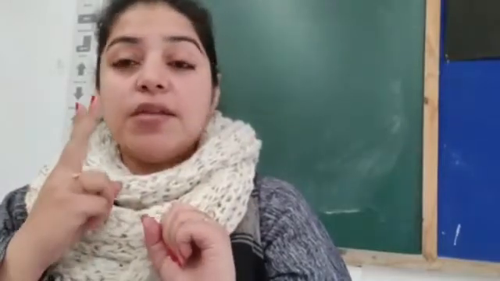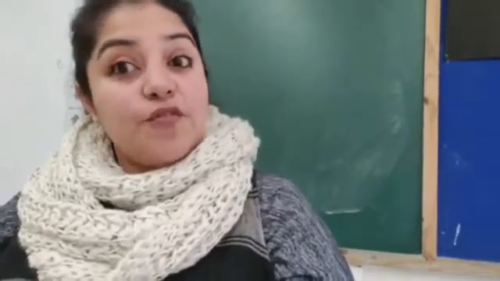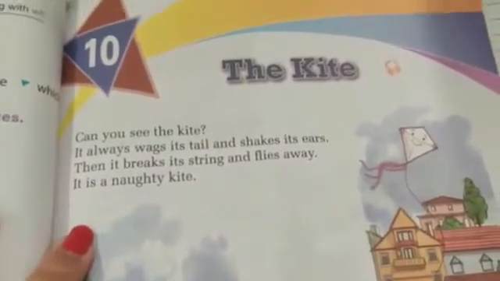So, we haven't done much in the chapter yet. We have only read 2 paragraphs and we've done 2 question answers along with some new words. Now, let's read further and find out what happens to the kite. Okay, children, so let's read from the beginning.